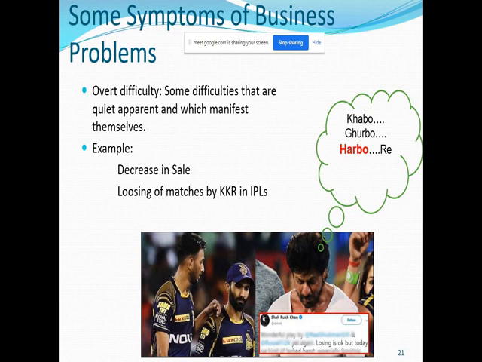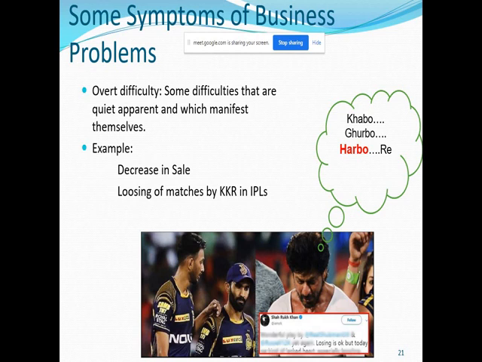And each team has a fixed amount, and with that amount they have to buy at least 18 players. 18 to 25 should be the squad size, and which player to go for, which player not to go for. So these are some important decisions which they have to take anyways.